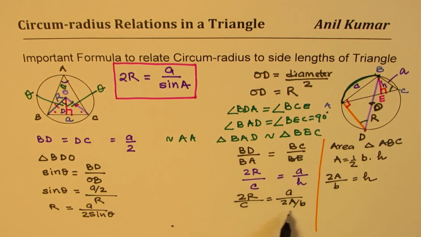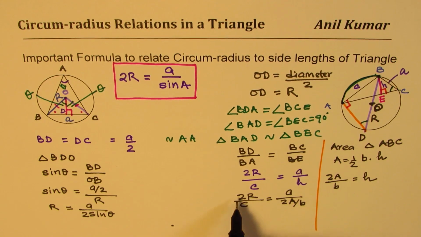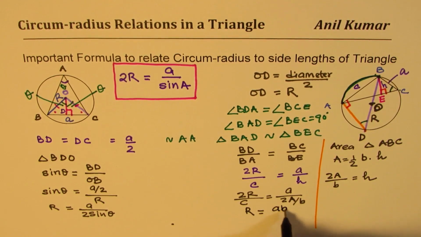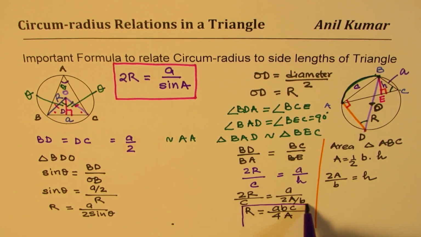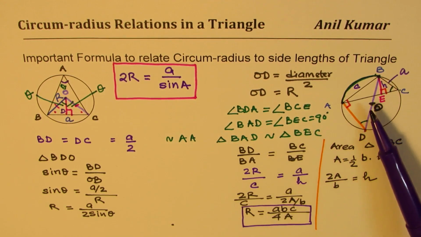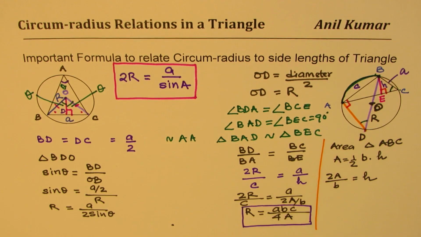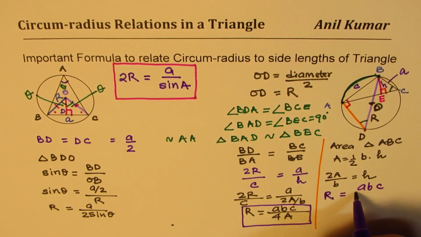Now we can actually correlate the radius with the area of a triangle and the sides of the triangle. So if I cross multiply, take c on this side, b comes on the top, we get abc in the numerator and this 2 in the denominator. So we can write R equals abc over 4A. Is that clear? So we cross multiply to isolate R. Does it make sense to you? So R is abc divided by 4A. If we know the area of the triangle, we can find the value of the circumradius using this formula. Correct? So that is a very good way of relating them. That's the second formula which we should remember: radius R is equal to the product of all the three sides divided by 4 times the area.